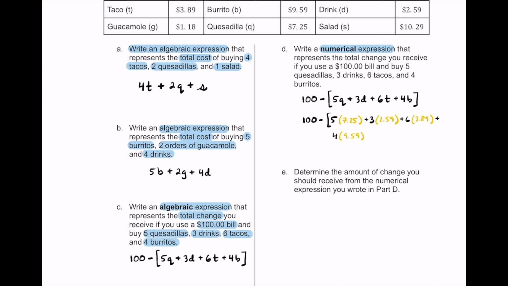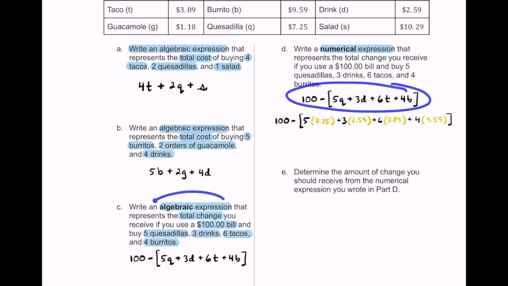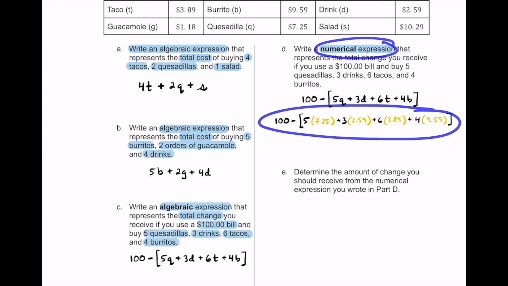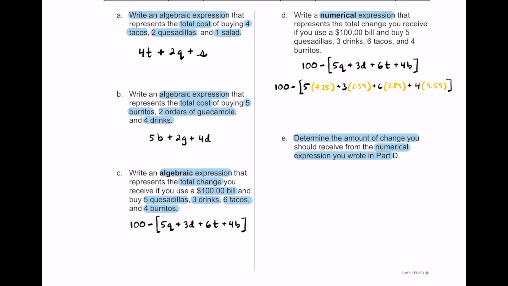$9.59. Okay, so it's a little strange to rewrite this on the next line, but hopefully that makes sense. I ran out of space a little bit. Actually, real quick, I'll fix this. Let me just move this to the left and then move this over here. All right, that looks a little better, less awkward now. Again, this over here was an algebraic or variable expression. In part D, we're asked to write a numerical expression, so this would be the numerical expression, and we can actually solve this now. In part E, we're asked to determine the amount of change that you actually receive from the numerical expression that you wrote in part D. So we just went ahead and wrote that.